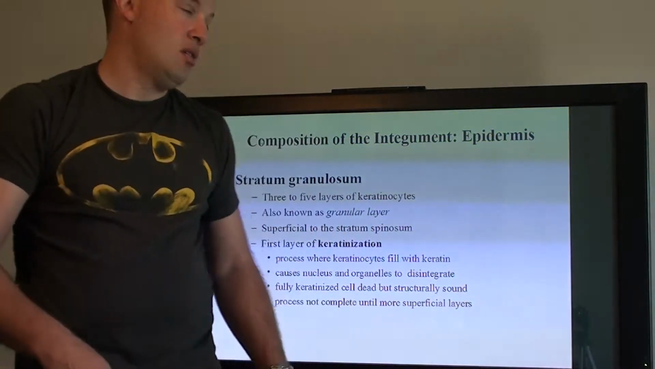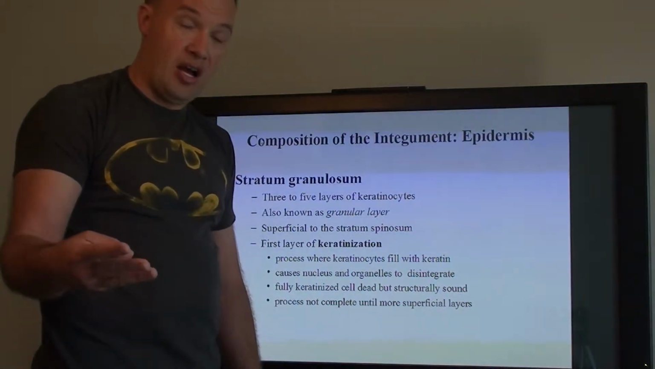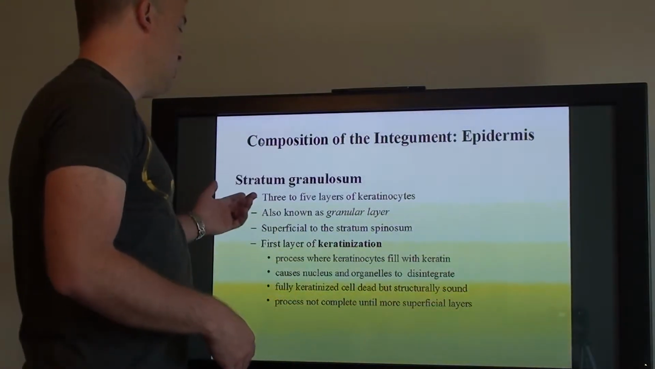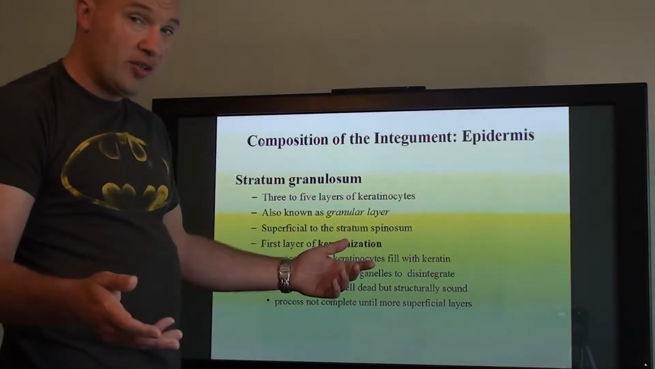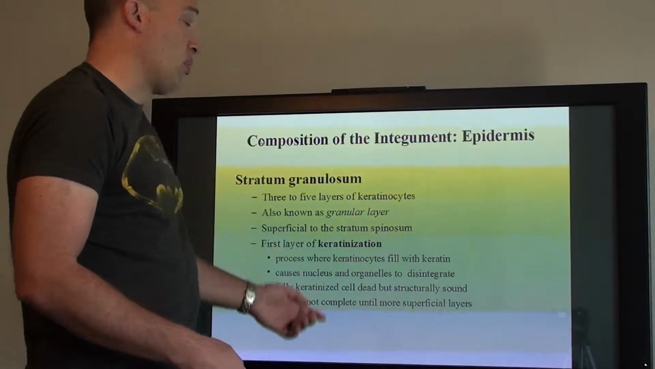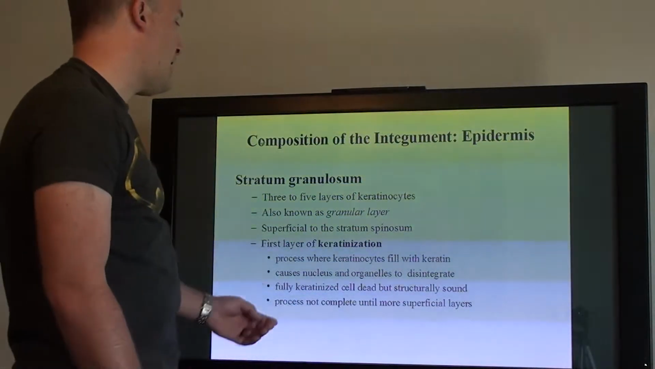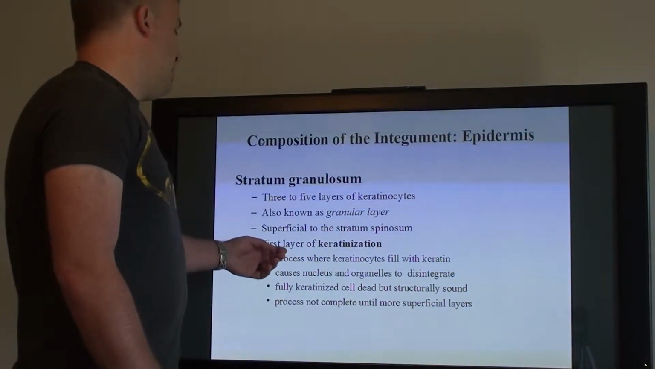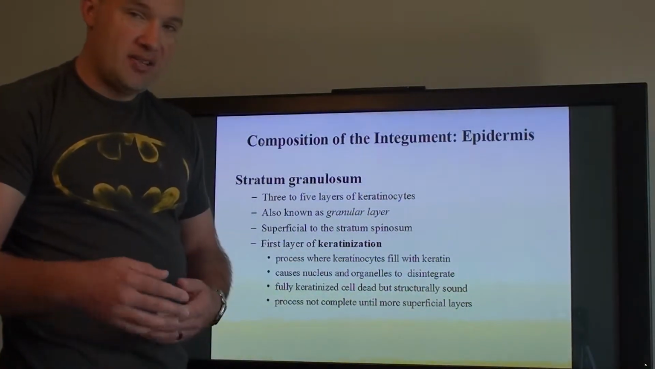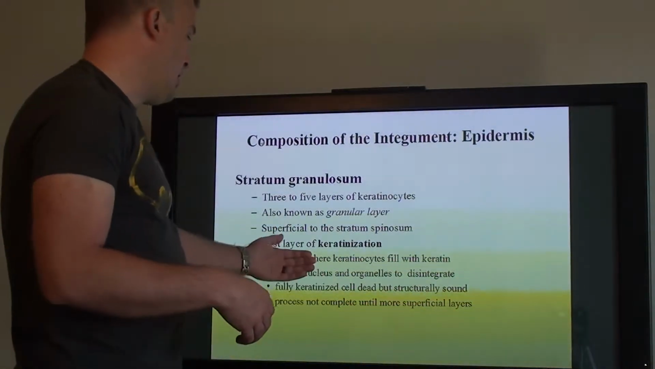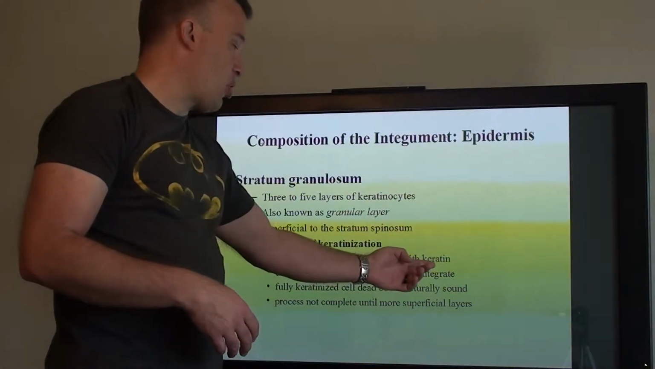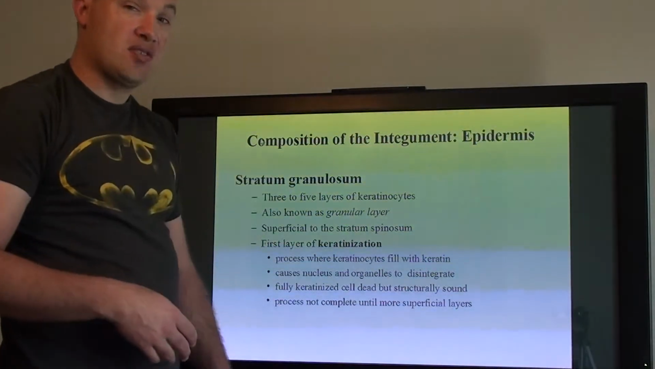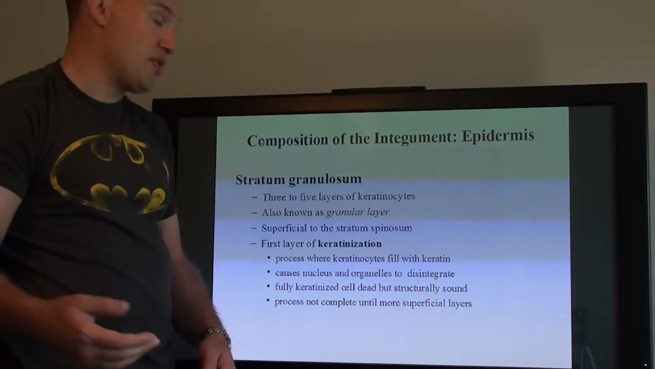Alright, third layer up, middle layer, stratum granulosum. The other two were pretty much one to a few layers. Here we've got a little bit more. Here's three to five layers of keratinocytes, also known as the granular layer. So here's where keratinization, which is the process where keratinocytes start to fill up with this protein that we first mentioned several slides ago called keratin. Here's where that process starts, in this layer, the stratum granulosum.